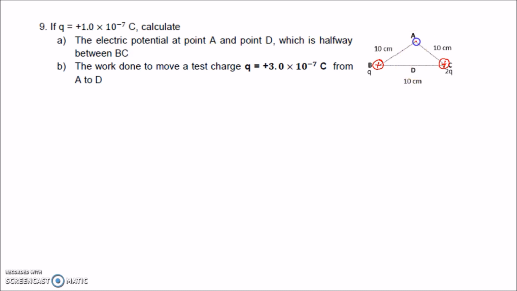So first, find VA at this point. Second, find VD at this point. Let's start with A. So A is at this point. There are 2 point charges, Q and 2Q. So the electric potential at point A equals VA due to Q1. Let's say this is Q1 and this is Q2. Plus VA due to the second charge. So just substitute the value.